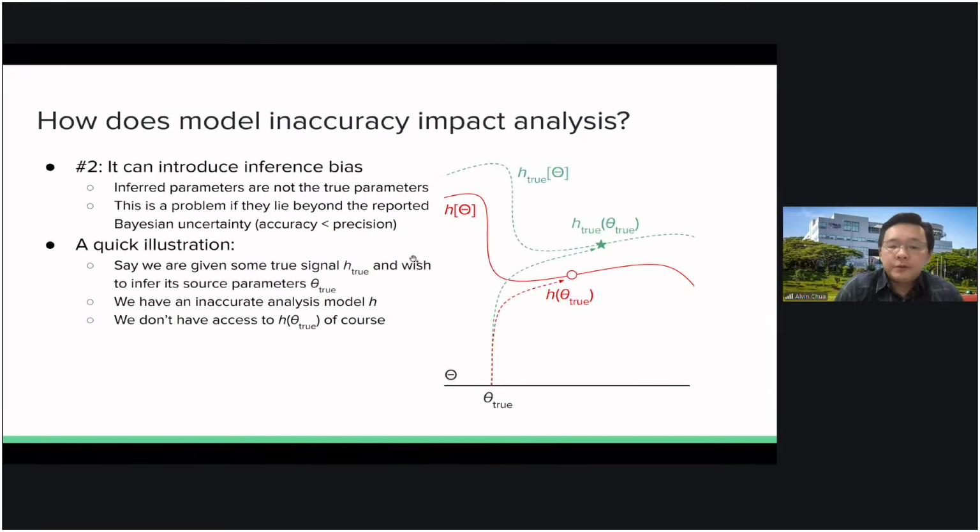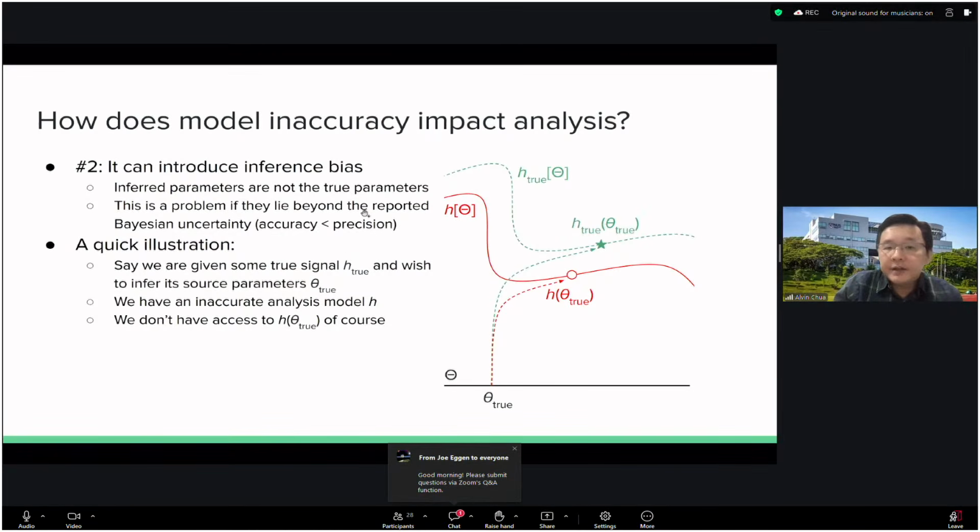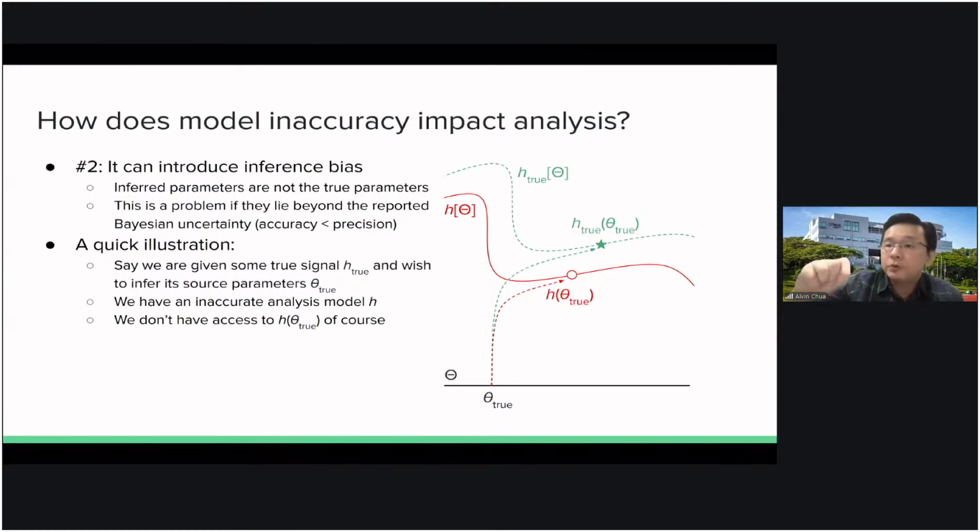Okay, so the second and more important way that model inaccuracy impacts analysis is that it can introduce inference bias. This is to say that the inferred parameters are actually not the true parameters. That alone isn't really a problem. It's only a problem if the inferred parameters also lie beyond the reported Bayesian uncertainty, which is, in other words, the accuracy of this analysis is actually worse than its precision, or at least its reported precision.